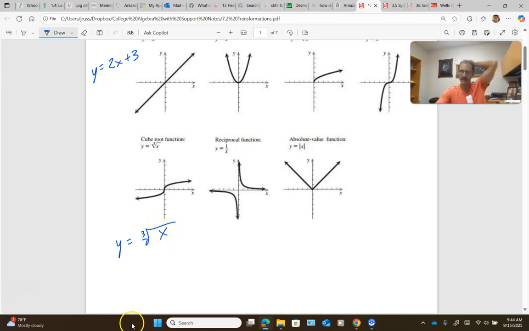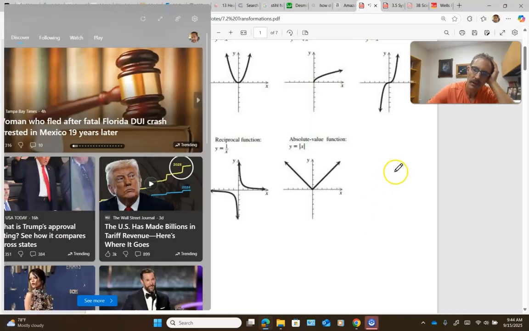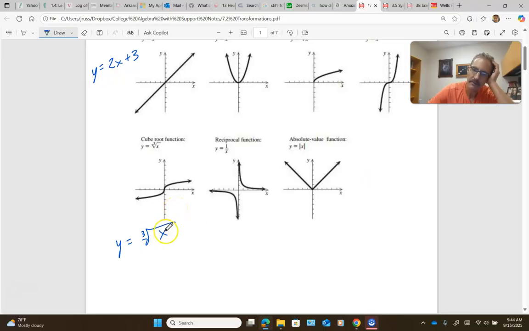So let me give you an example here. If I were to plug in the number 8, the cube root of 8 is a number such that when you cube it, it gives you 8. Well, that number is 2, because 2 times 2 times 2 is 8. So we could say the cube root of 8 is 2. Or in other words, when x is 8, y is 2. So that's what this function does. And it does exist when x is negative, because you can take the cube root of a negative. The reason is that when you cube a negative, you get another negative.